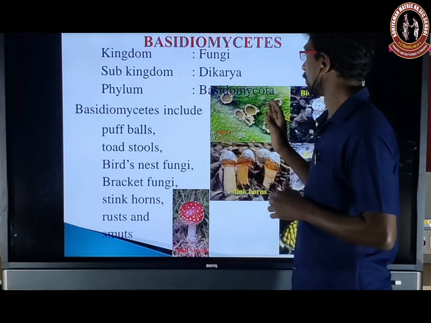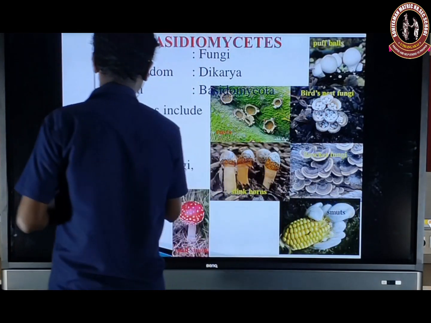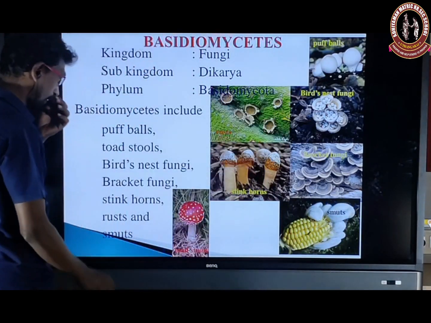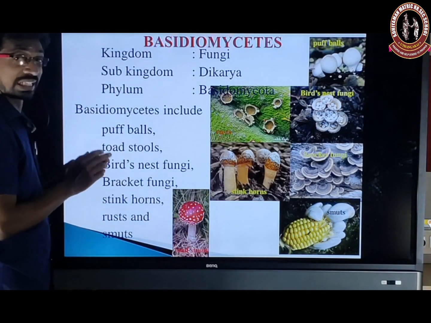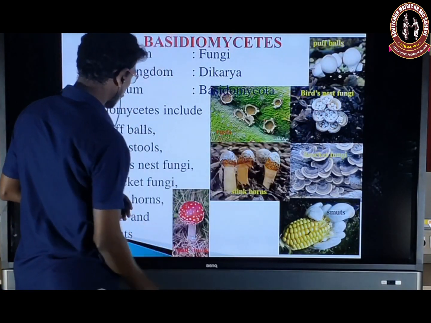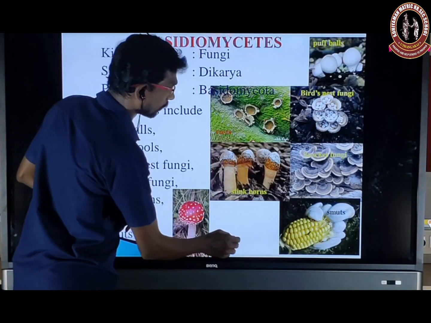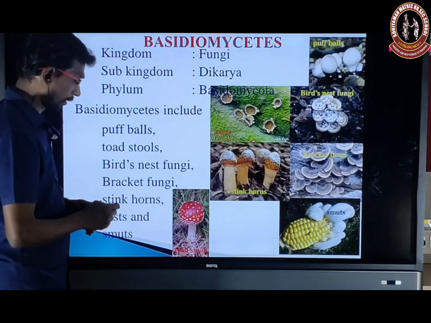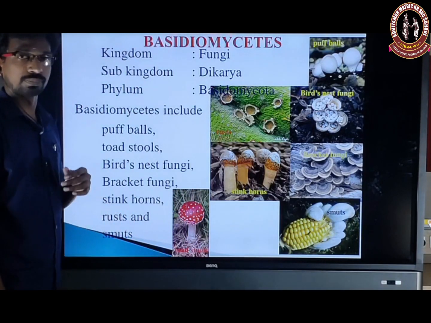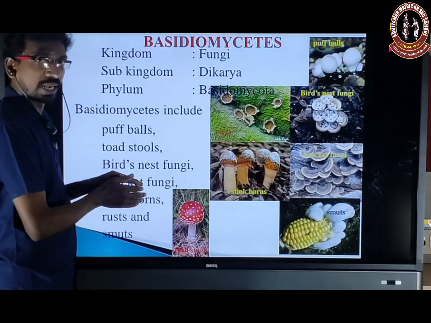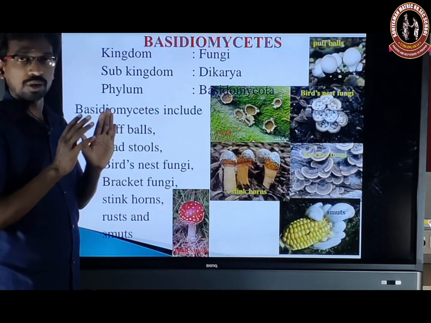And phylum Basidiomycota or Basidiomycetes. The Basidiomycetes include puffball, this is a puffball, tassel, this is a tassel, bird nest fungi, this is a bird nest fungi, bracket fungi, this is a bracket fungi, stinkhorns, this is a stinkhorn, rust fungi, so that is a rust, and smut fungi, this is a smut fungi. So all this group of fungi will be classified under the phylum or class Basidiomycetes or Basidiomycota.